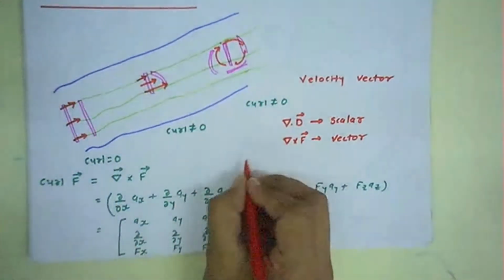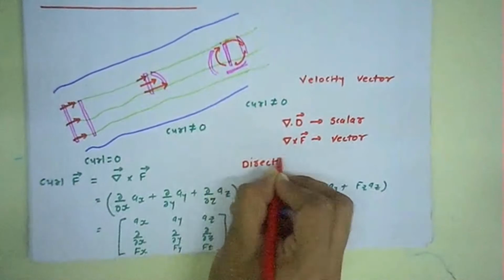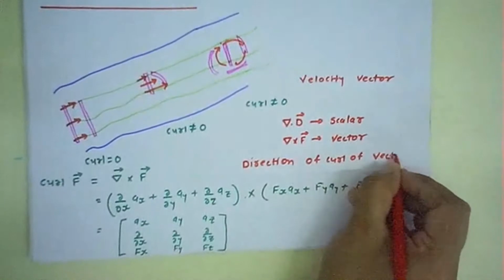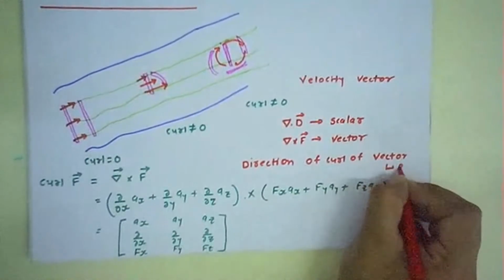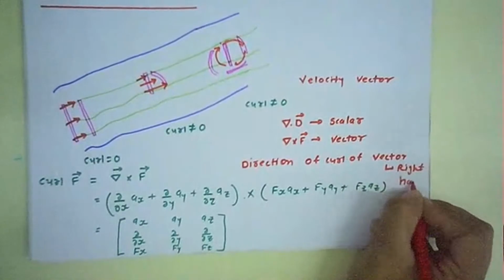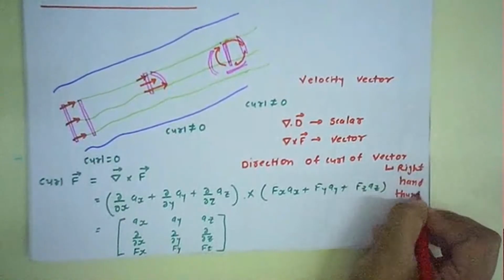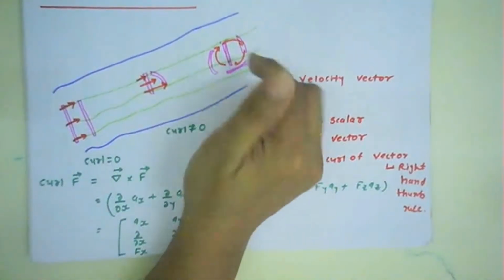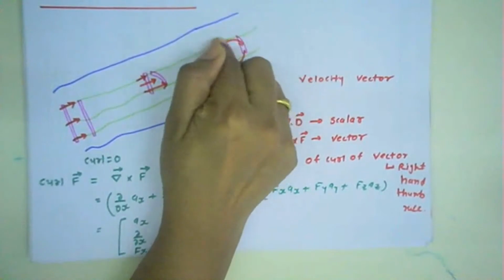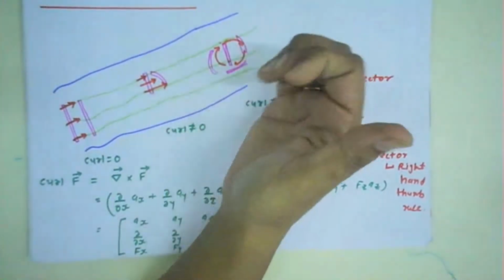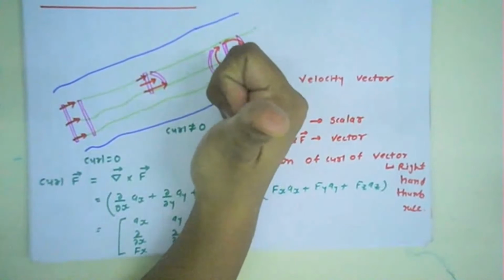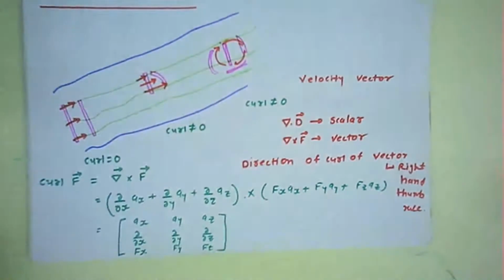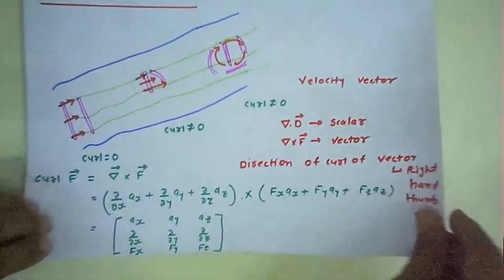So what we have to simply follow in order to calculate the direction of the curl of a vector is the right hand thumb rule. We have to use the right hand. The direction of this vector's rotation would be the direction of my fingers. So the thumb direction indicates the direction of the curl of this vector. Okay. Now let us further discuss.